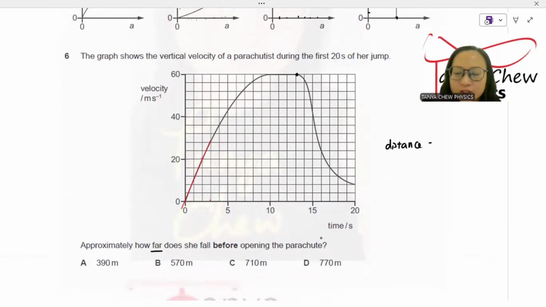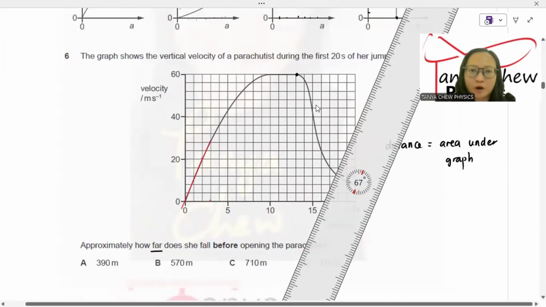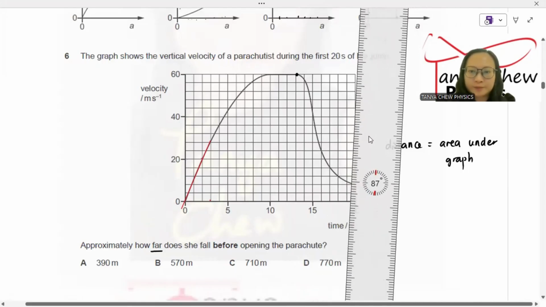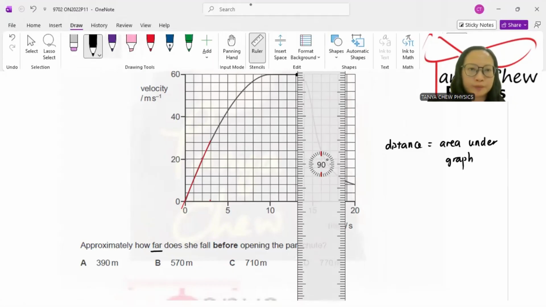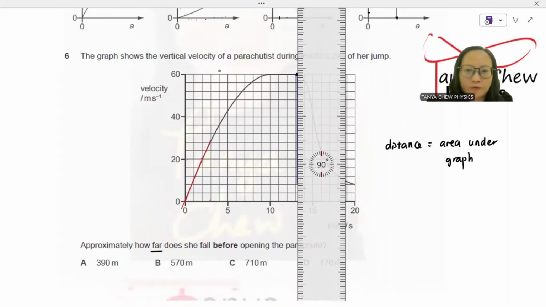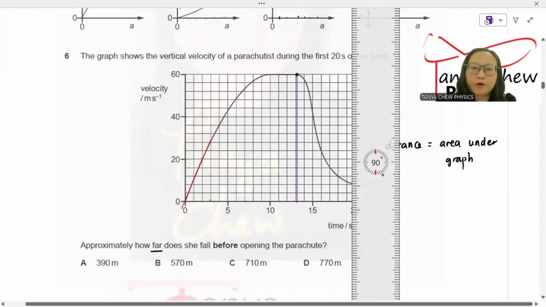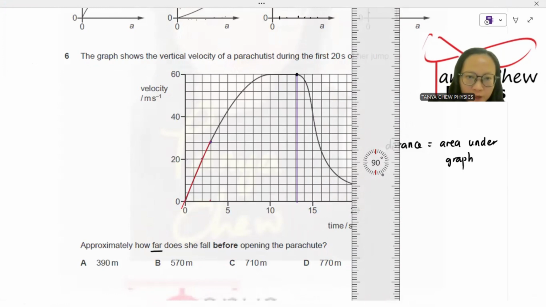This is a velocity-time graph. To find the distance, it is the area under the graph. And the area is the area before the parachute is being opened. So I have to draw something right here. The area of only this part before the parachute is being opened. This part seems to be like a straight line graph to me, so I am going to find the area of the triangle first.